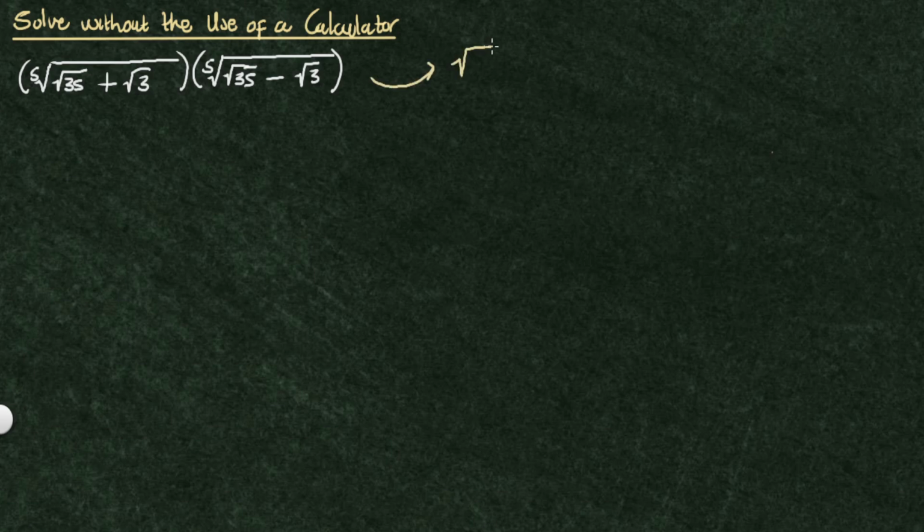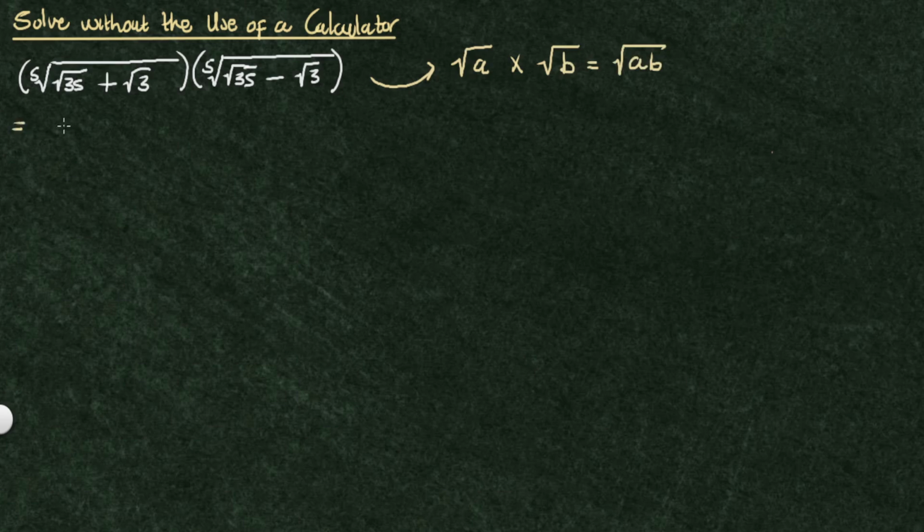I have root a multiplying, say, root b. When we multiply the two roots, it's going to be equal to the square root of ab. So you take the square root and multiply whatever is underneath each square root. So we're going to do exactly that.